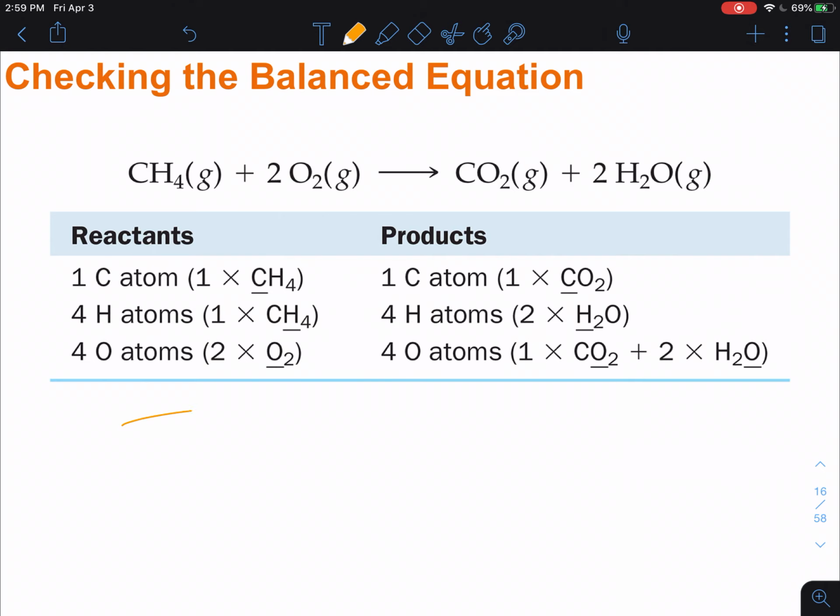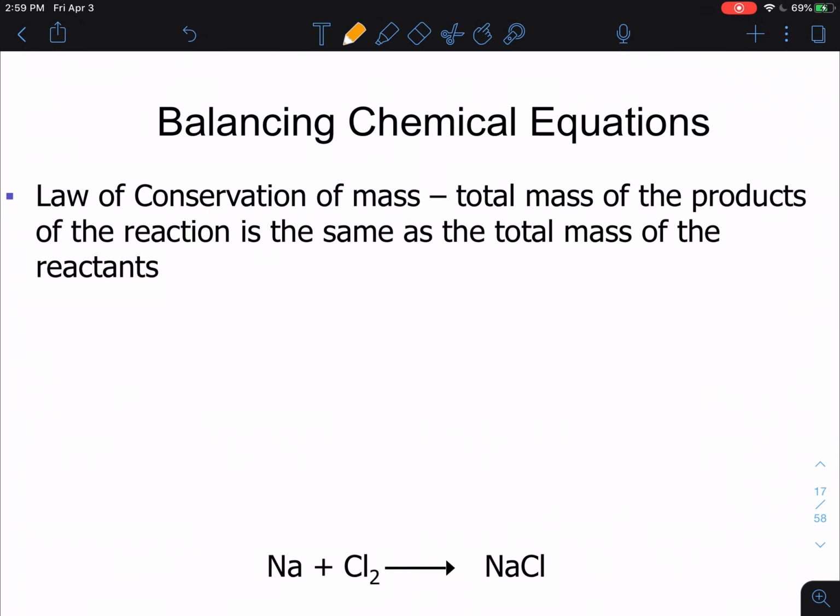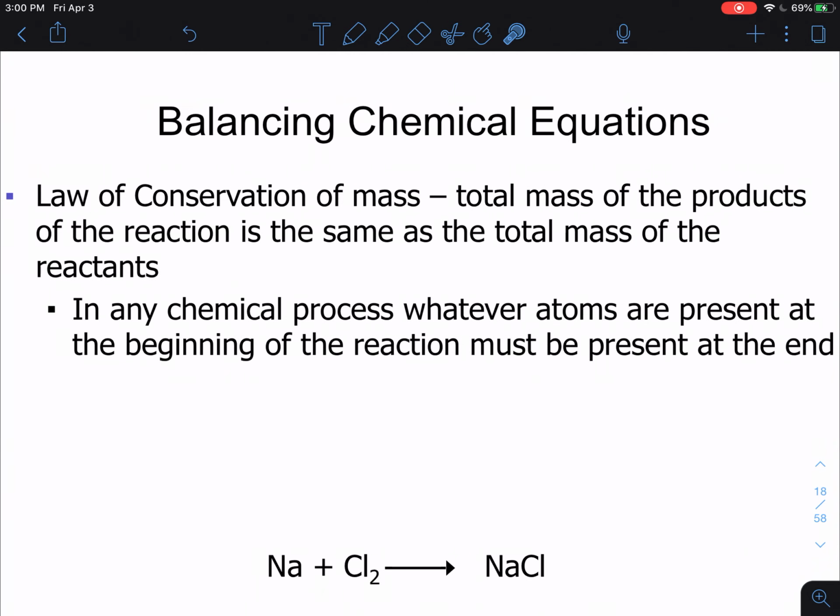And this is just a breakdown of everything that I just said, so you can review that if you'd like. So again, balancing chemical equations all comes from the law of conservation of mass, saying that the total mass of products of the reaction is the same as the total mass of the reactants. But more specifically, it's that we can't lose or gain elements and atoms in a balanced chemical reaction. So in any chemical process, whatever atoms are present at the beginning of the reaction must be present at the end.